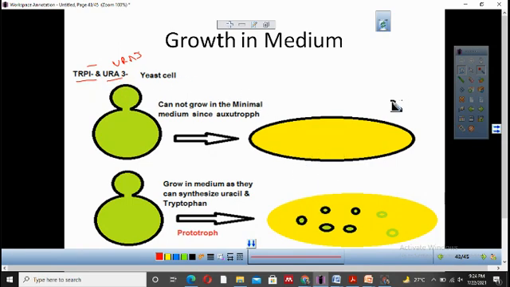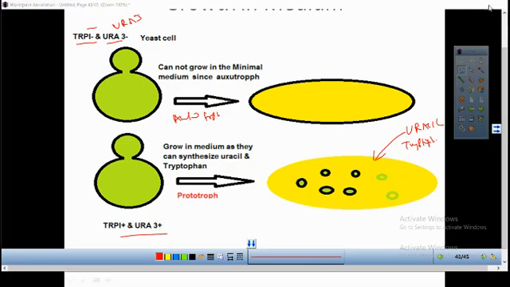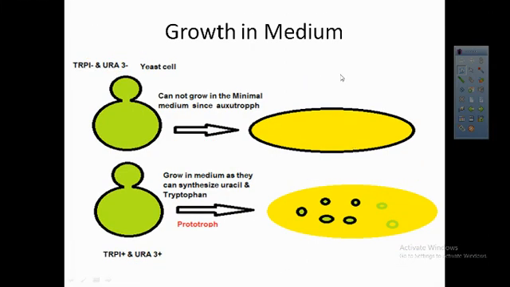But if uracil is added to the minimal medium, or tryptophan is added, then such cells tend to grow. Or if it is URA3 plus, then it also grows. So these are the auxotrophs. Auxotrophs cannot grow in the minimal medium, while the prototrophs grow in the culture medium, for example, the PDA.